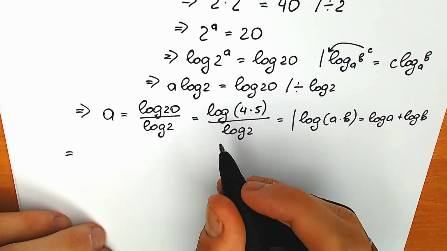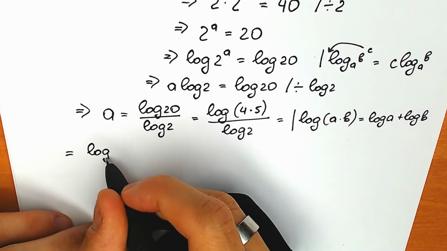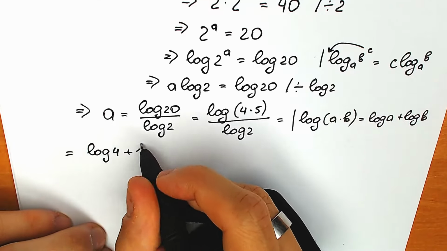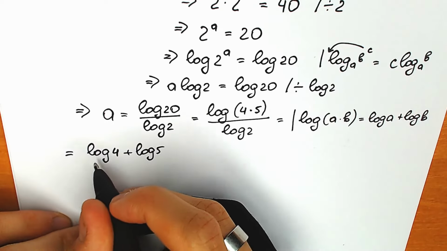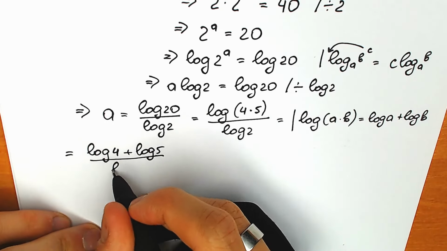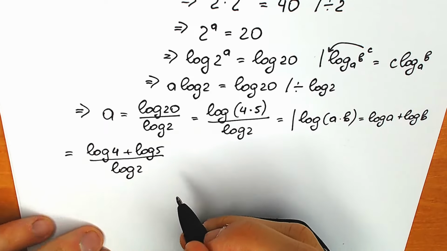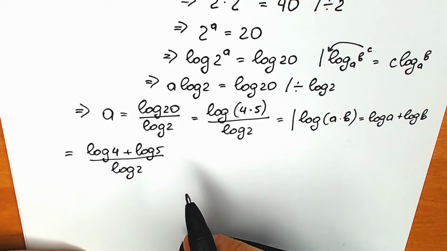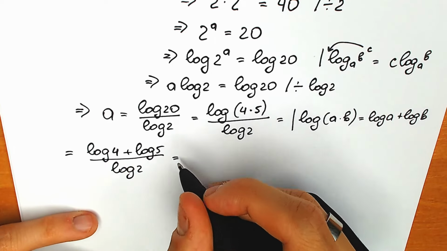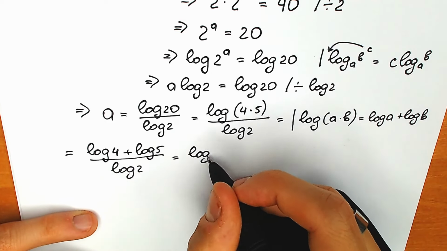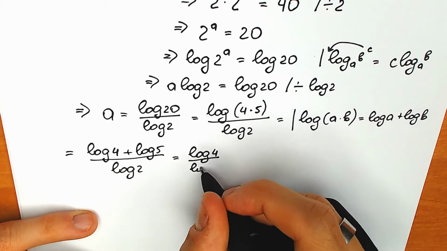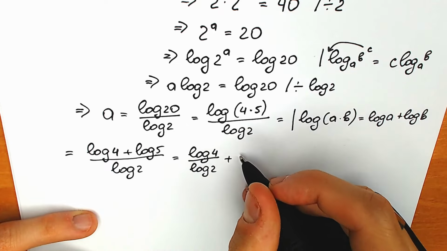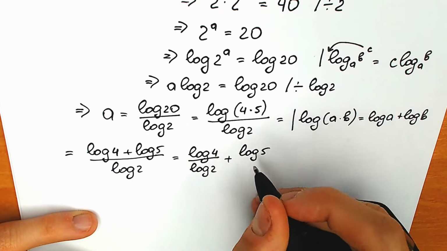So right here we can write it as I said before. We have log 4 plus log 5, all over log 2. And right now we can divide it by parts. We can divide this log 4 by log 2 and this log 5 by log 2, as a common denominator. So we have log 4 over log 2 plus log 5 over log 2.